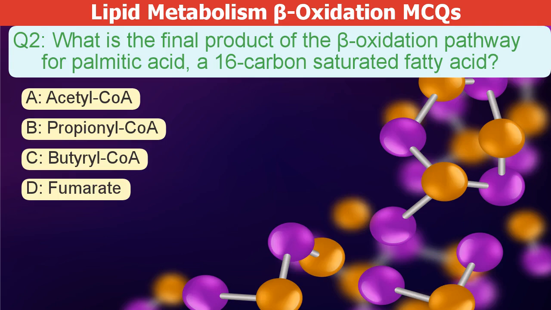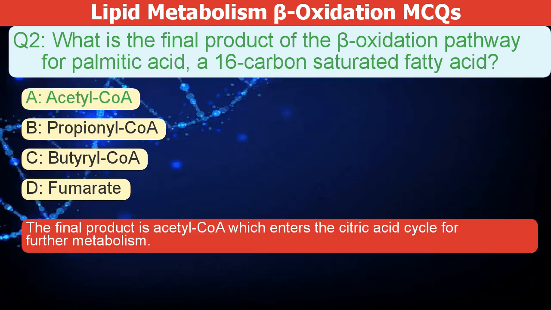What is the final product of beta-oxidation of palmitic acid, a 16-carbon saturated fatty acid? A. Acetyl-CoA. B. Propionyl-CoA. C. Butyryl-CoA. D. Fumarate. The correct answer is A. The final product is acetyl-CoA, which enters the citric acid cycle for further metabolism.